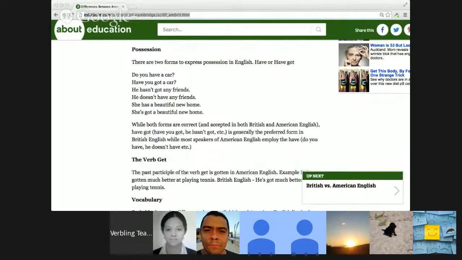Okay, possession. There are two forms to express possession in English: have or have got. Do you have a car? Have you got a car? He hasn't got any friends. He doesn't have any friends. She has a beautiful new home. She's got a beautiful new home. While both forms are correct and accepted in both British and American English, have got, have you got, he hasn't got, etc., is generally the preferred form in British English, while most speakers of American English employ the have, do you have, he doesn't have, etc.